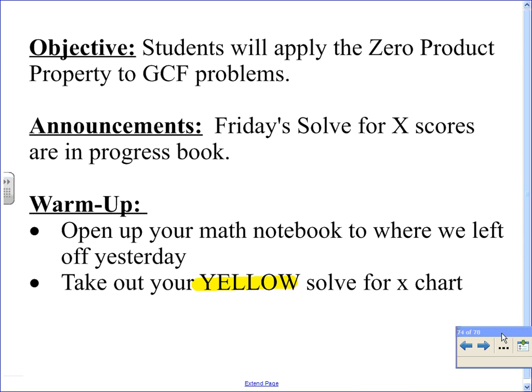The same announcement from yesterday, your tests from Friday are in the grade book. The graded assignment is also in the grade book. So if you guys haven't checked recently, check your grades, please.